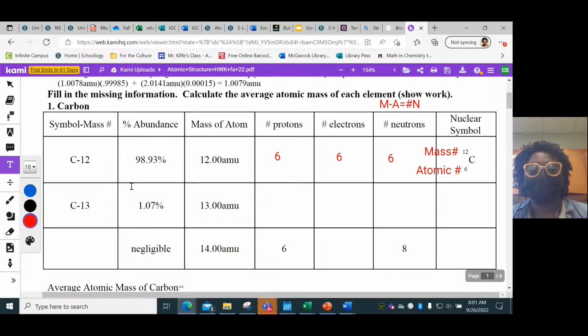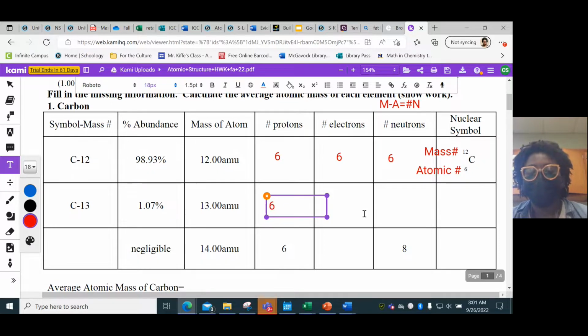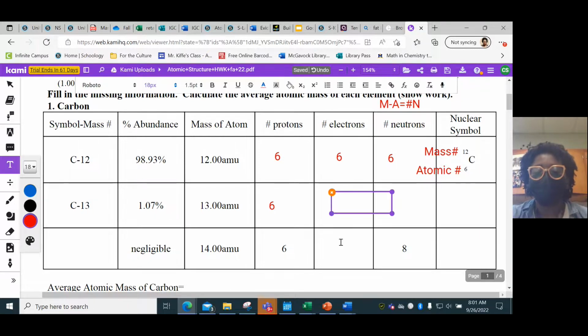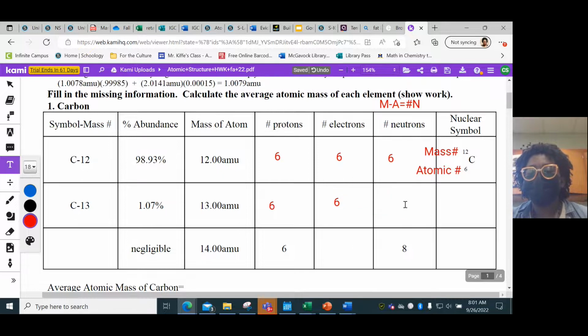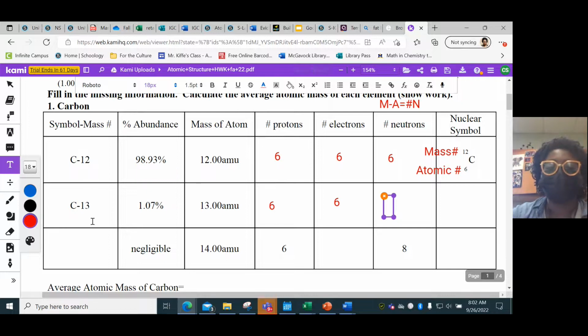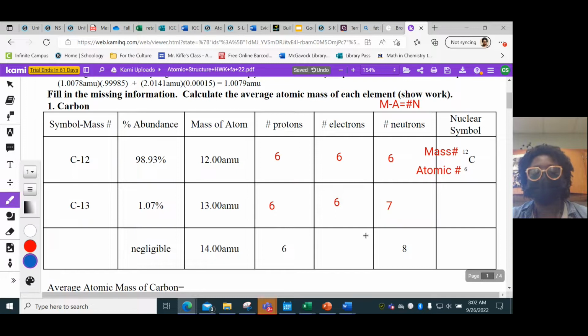All right, let's try this one. This is still carbon, so how many protons am I going to have? 6. Do I have a charge? No. So how many electrons am I going to have? 6. Neutrons is mass number minus atomic number. Well, my mass number is 13. My atomic number is 6. So how many neutrons do I have? 7. Now let's do our symbol. Mass number is on top. What's my mass number? 13. What's my atomic number? And what is my symbol?